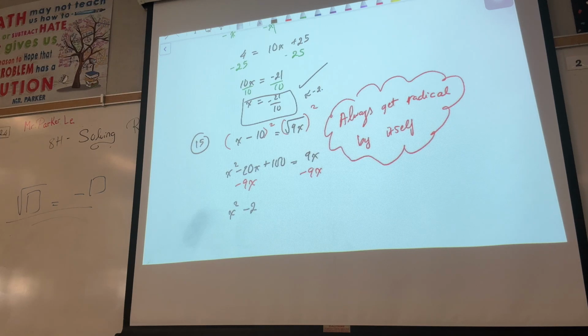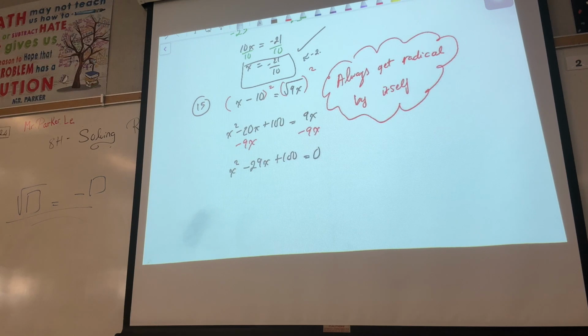So x squared minus 29x plus 100 equals 0. Did we learn how to solve this already? Three terms, what do you want to do? Finding a combination. 100 is 20 and 5, 10 and 10, 50 and 2, 25 and 4. Which one is going to give you 29? 25 and 4. So (x minus 25)(x minus 4). What is the sign? Negative and negative. x equals positive 25, and x equals positive 4.